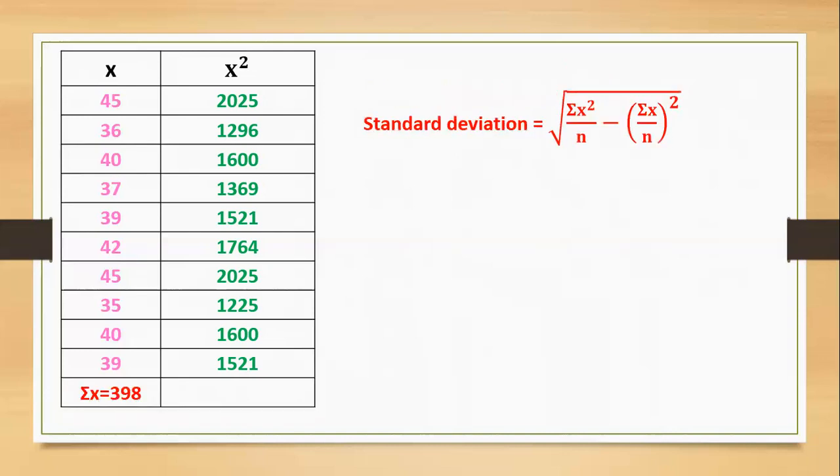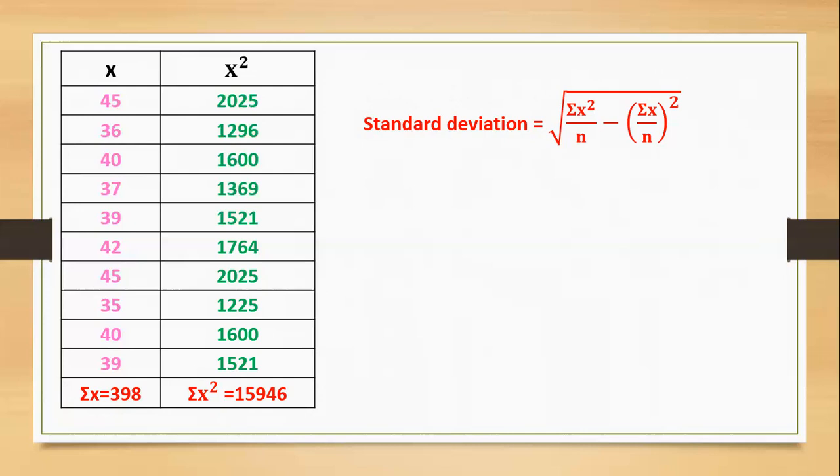First, the x total: 45 plus 36 plus 40 plus 37 plus 39 plus 42 plus 45 plus 35 plus 40 plus 39. So the total of x, summation x, equals 398. And the x square total: 2025 plus 1296 plus 1600 plus 1369 plus 1521 plus 1764 plus 2025 plus 1225 plus 1600 plus 1521. The total of x square equals 15946.